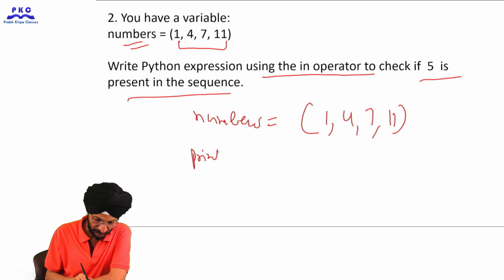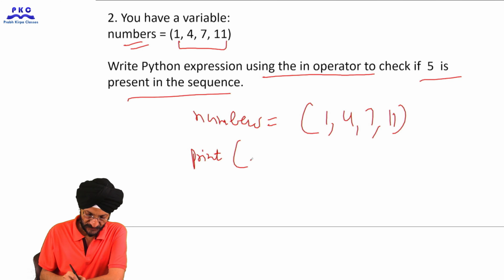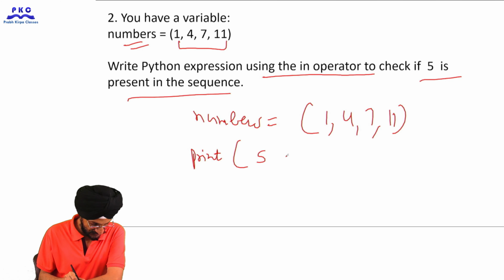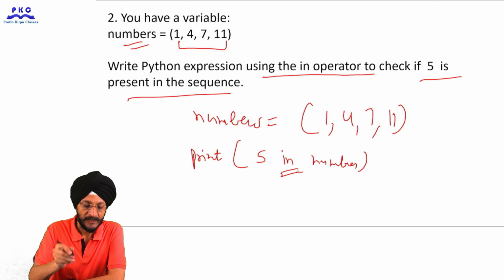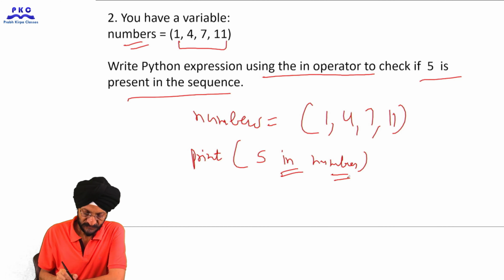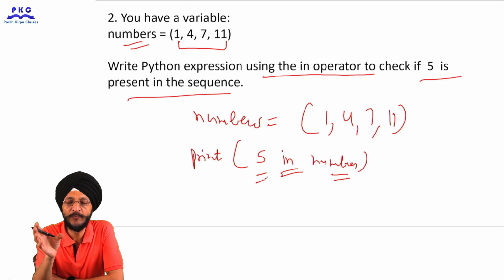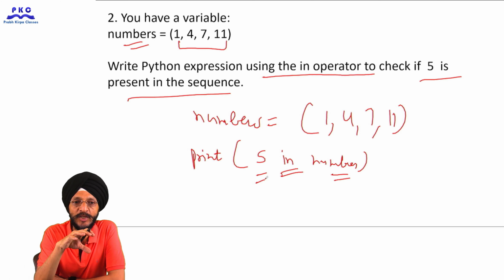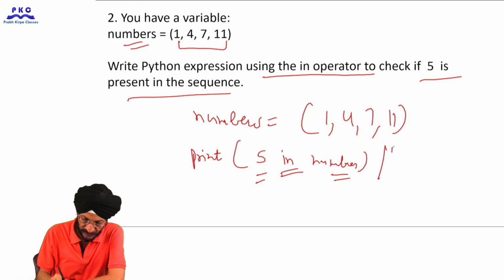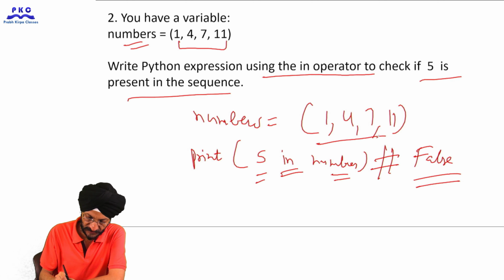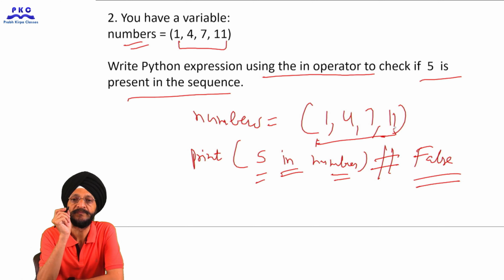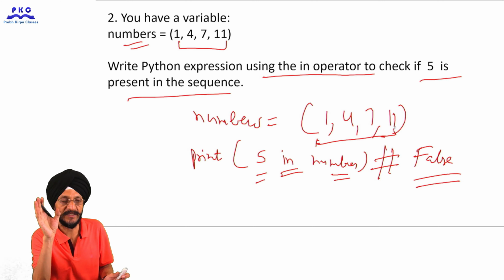Now we have to find whether 5 is there in numbers. So in is in operator. Numbers is the variable. 5 is the value which we have to find in the sequence. The in operator will give the output as false because 5 is not present in this sequence. Only 1, 4, 7 and 11 is there.